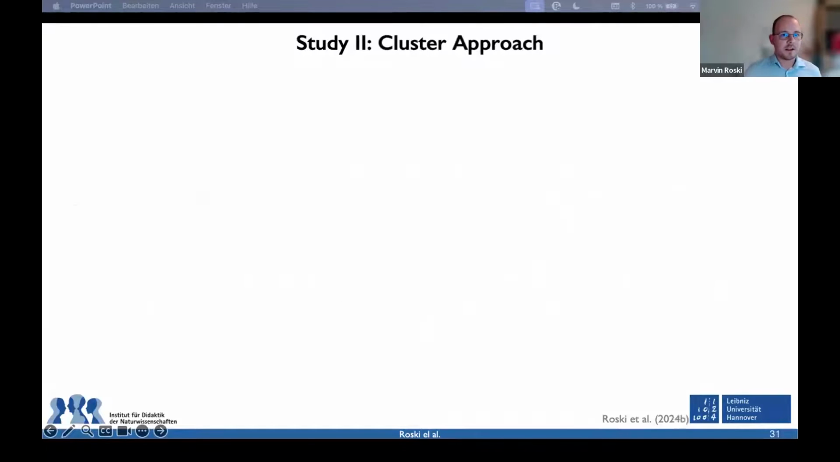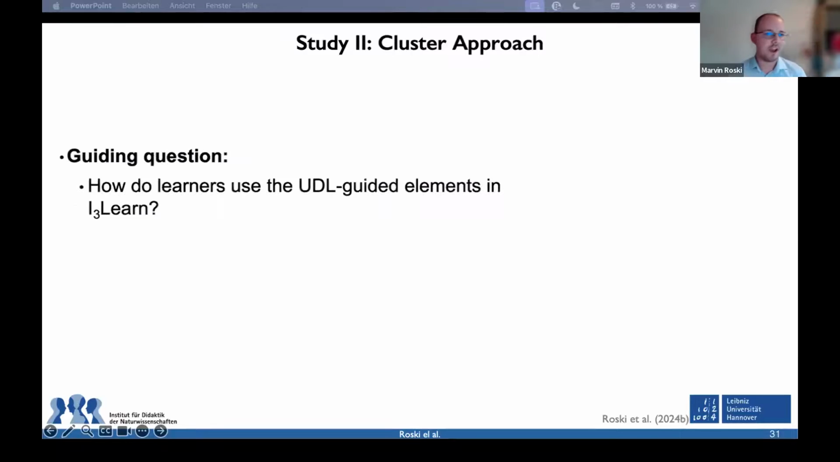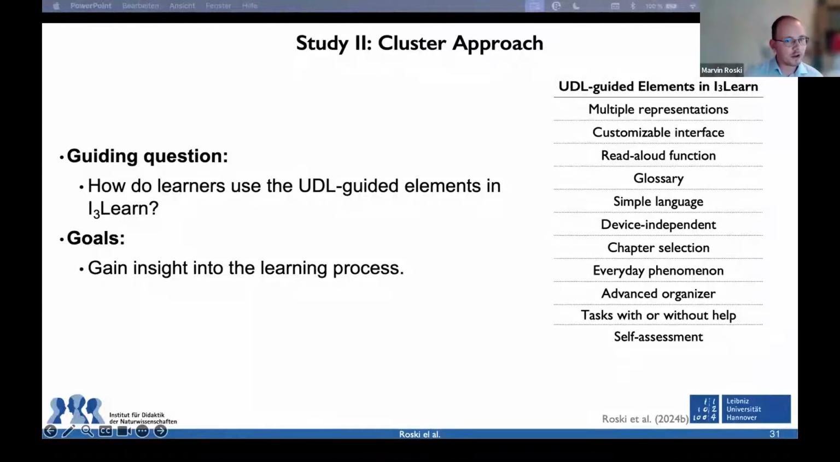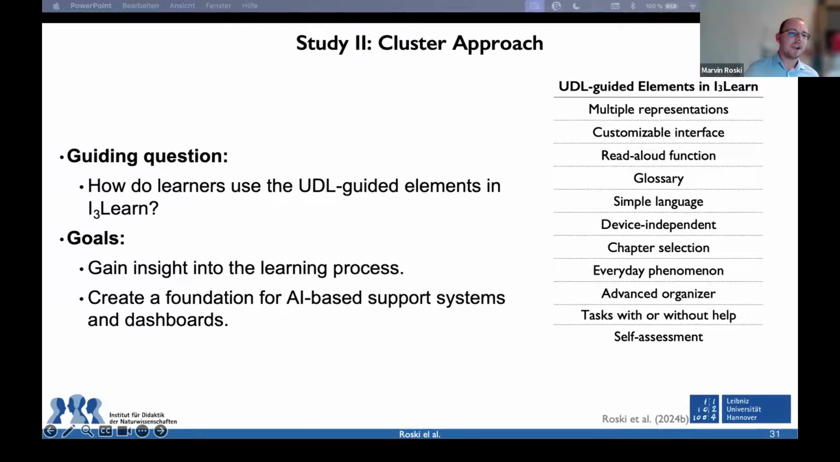The second study is a cluster approach, and we have guiding questions to gain insight into the learning behavior. We ask ourselves, how do learners use UDL-guided elements in i3Learn? Here you can see again which UDL-guided elements are available in i3Learn. We pursue the goal of gaining insight into the learning process and want to create a foundation for an AI-based support system and for dashboards.